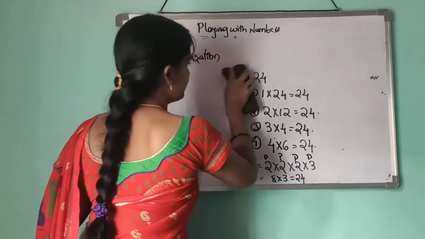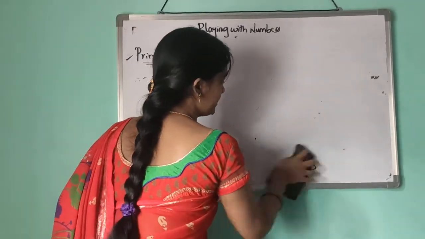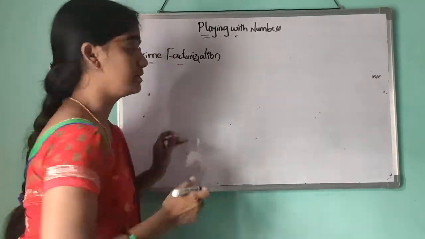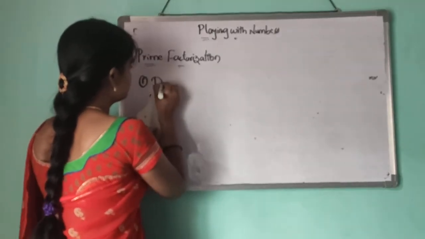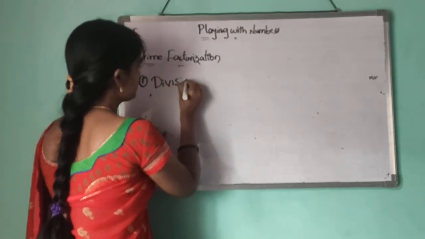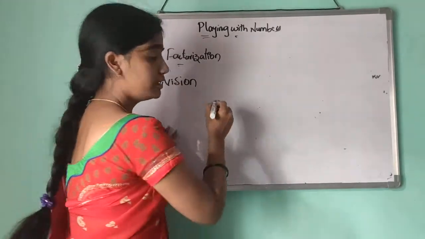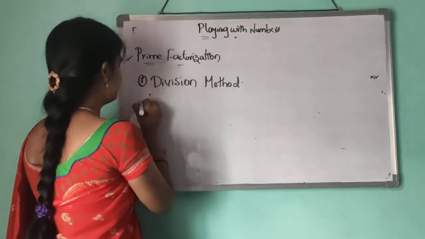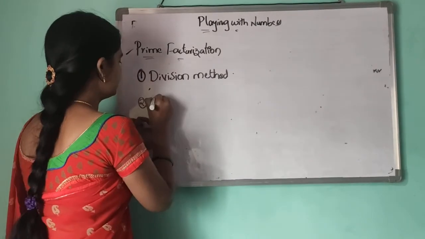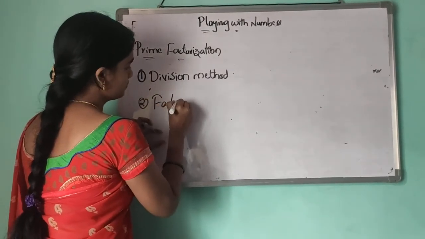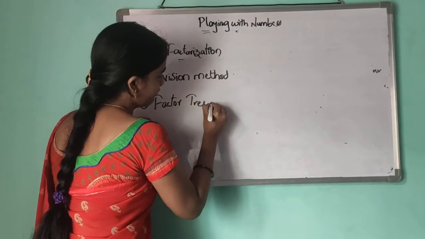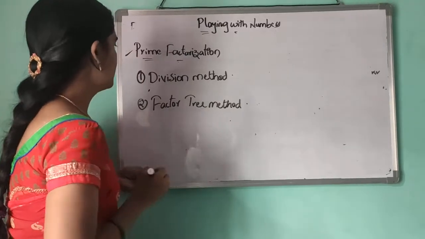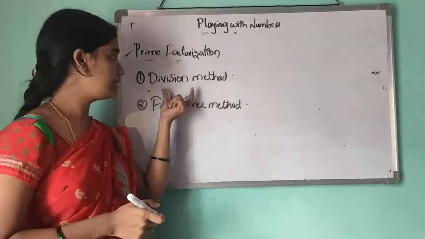In prime factorization, we have two different methods. First one, division method. Second one, factor tree method. Here first we have to check the division method.